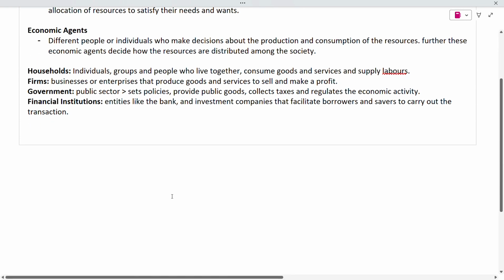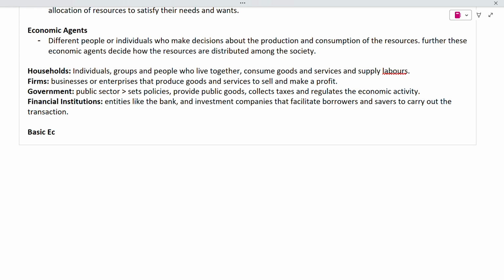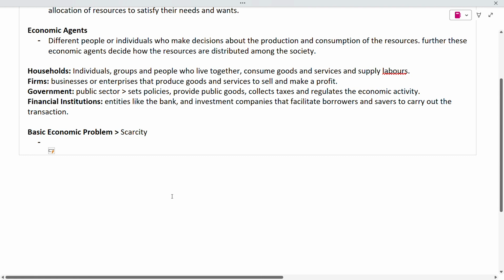So before moving on, the first thing that comes in economics is that you need to understand that the study of economics starts with the basic economic problem. And the basic economic problem is called scarcity. So the basic economic problem is known as scarcity. Now, scarcity arises due to two factors. Number one is that there are limited resources and there are unlimited wants of the people.